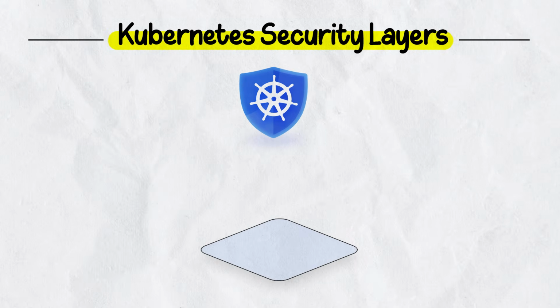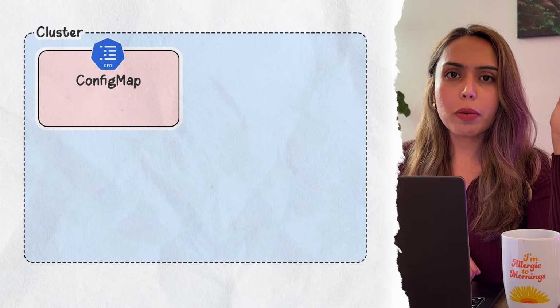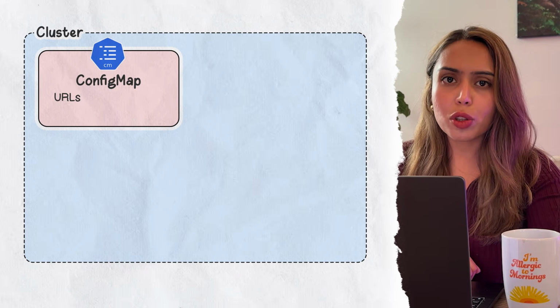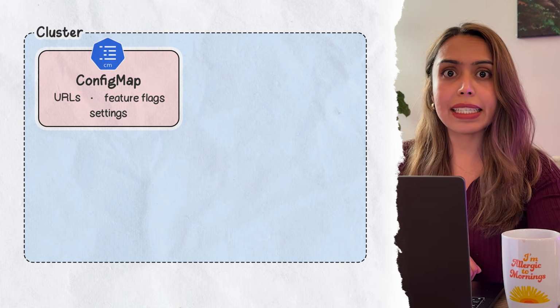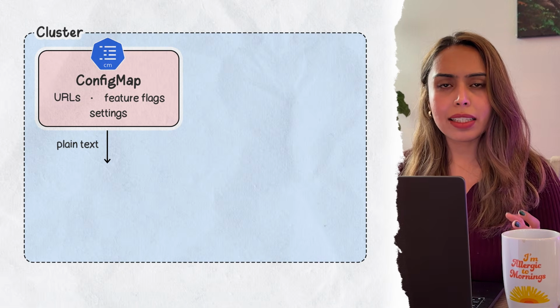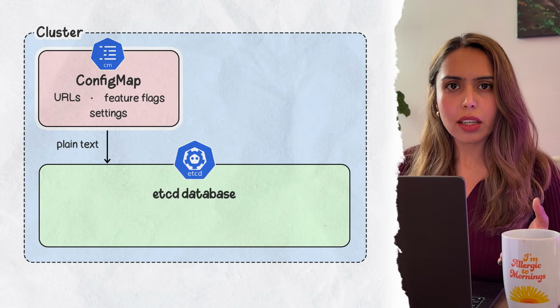Let's dive in. Layer 1. Secrets. It all starts with how you store data in Kubernetes. There are 2 objects that people use and the difference matters here. A config map holds non-sensitive config such as URLs, feature flags, and settings. It is stored as plain text in the etcd database. That's fine. That's what it's for.